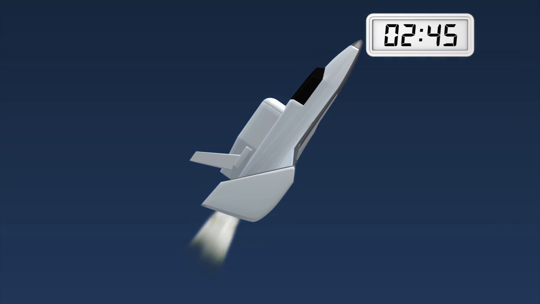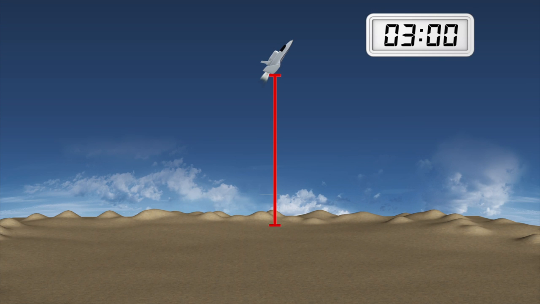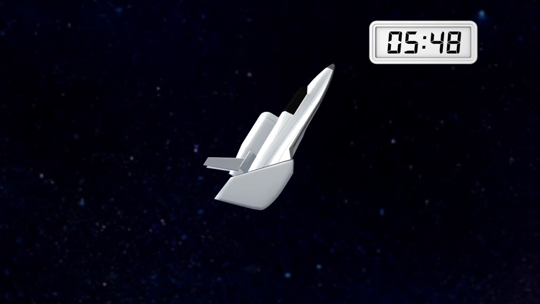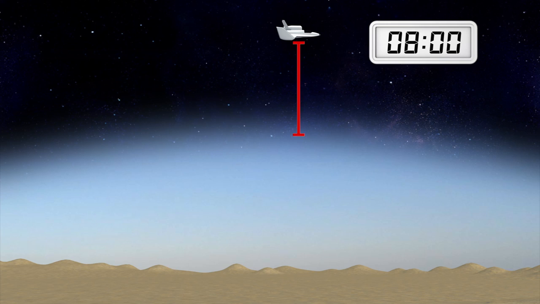It travels at 3 times the speed of sound. And 3 minutes after lighting the engines, the craft is at 180,000 feet. It turns off its engines and coasts to a peak altitude of 350,000 feet.